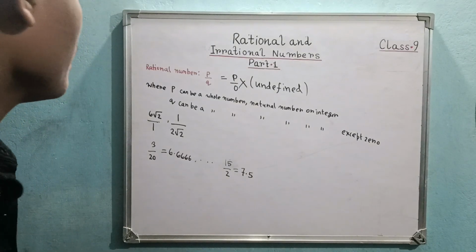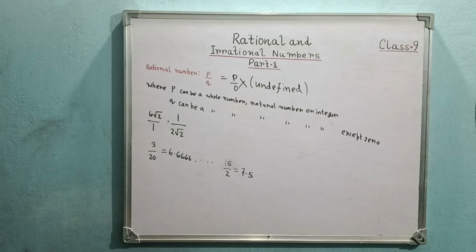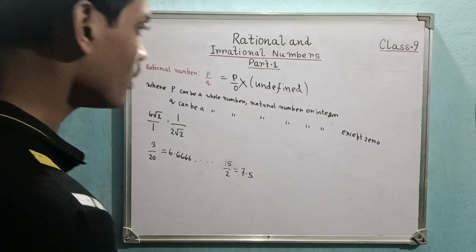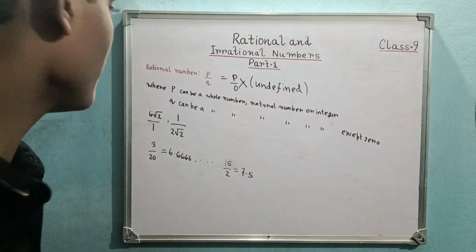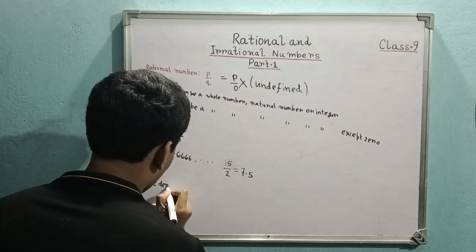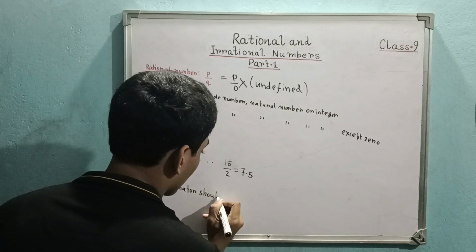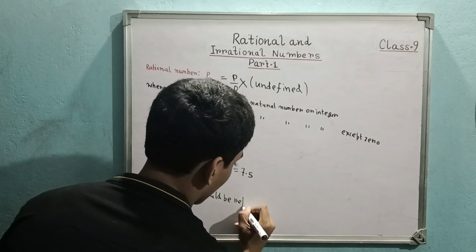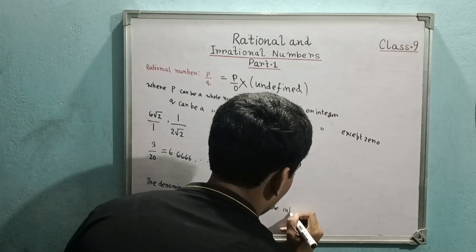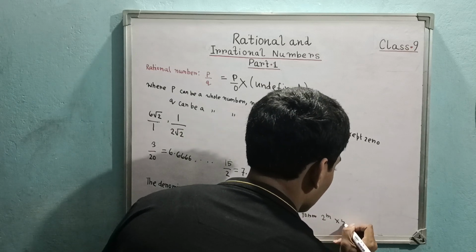And if you want to see whether a ratio is convertible into a terminating decimal or not, then check this. The denominator should be representable in the form of 2 to the power m into 5 to the power n.